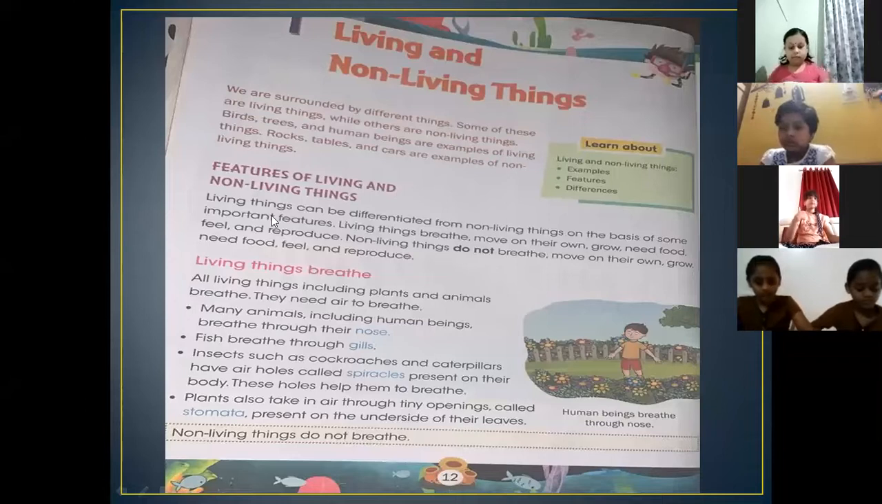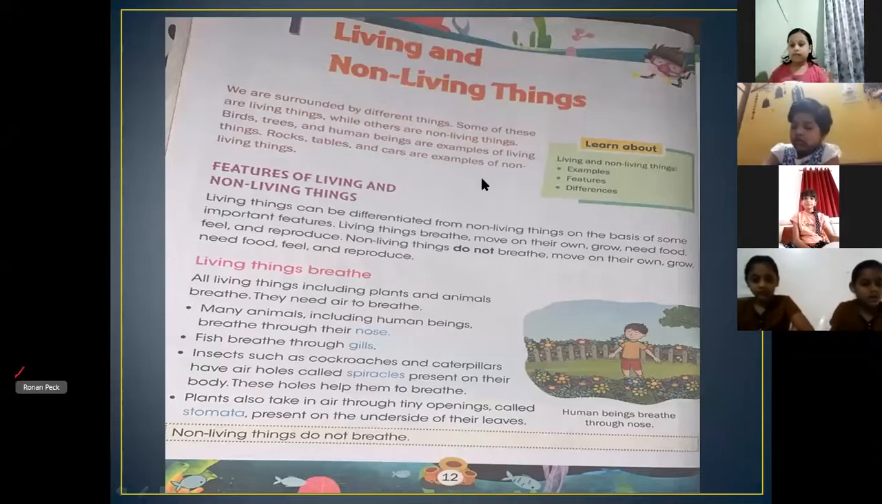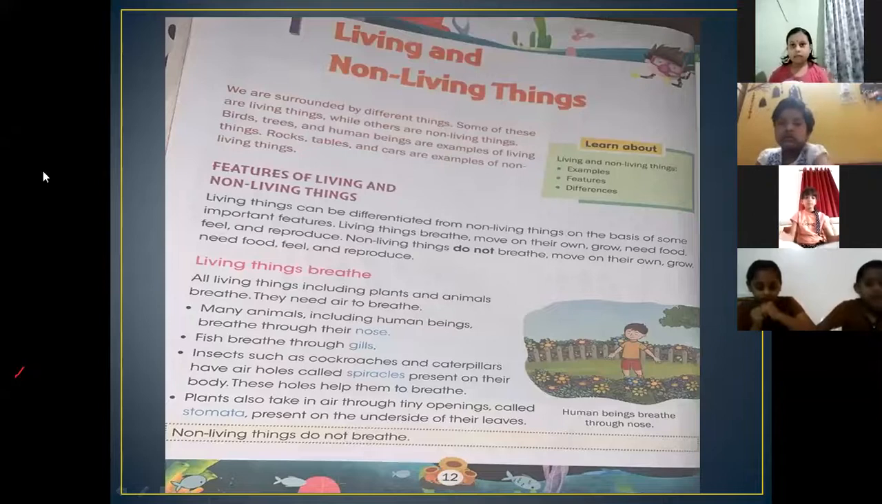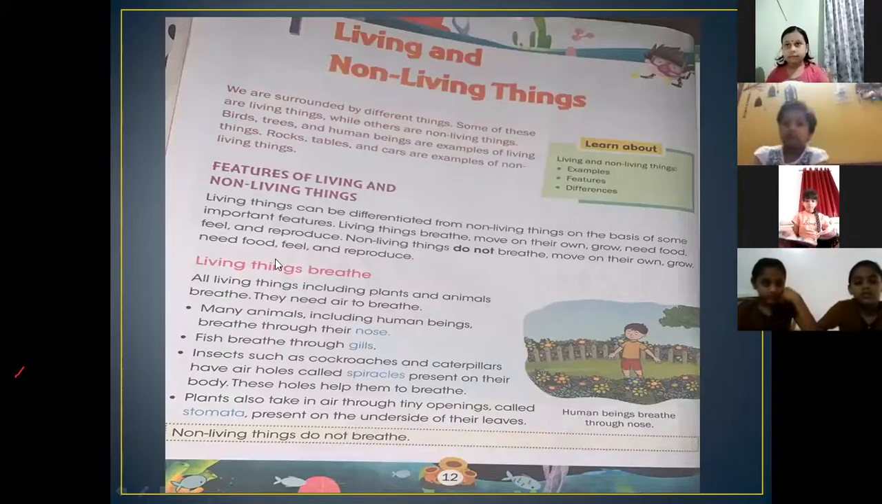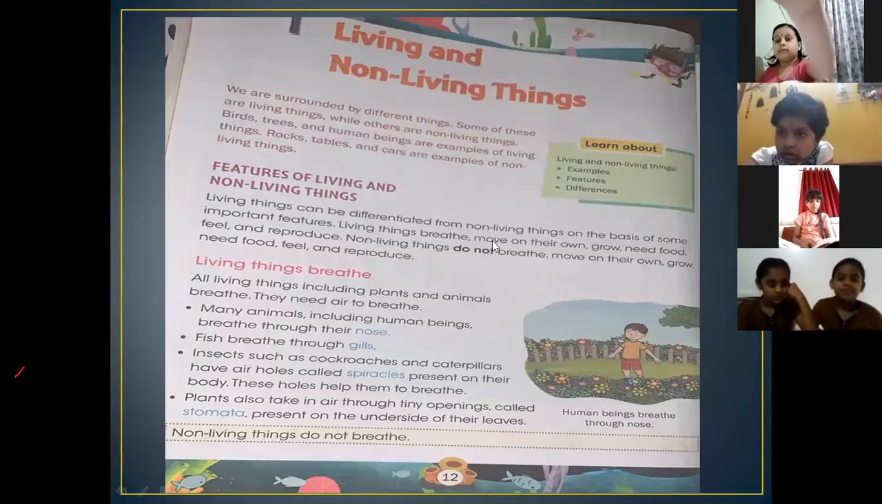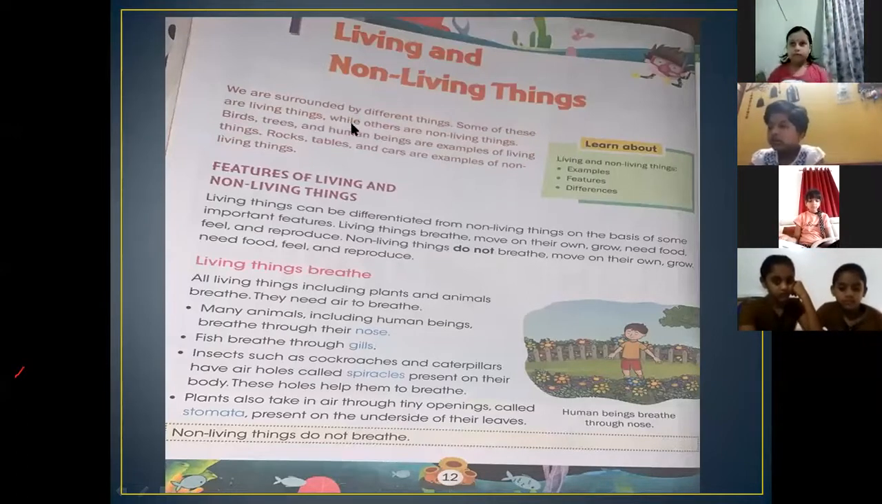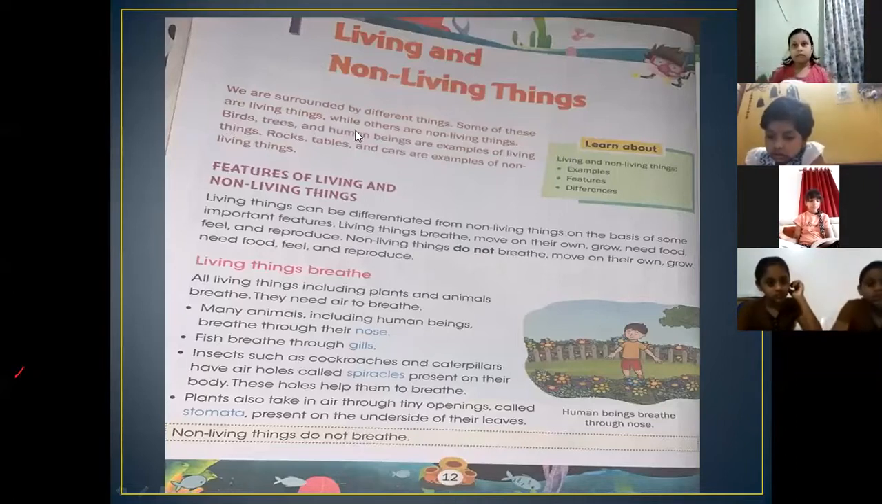Okay, let's read living and non-living things. So that is our lesson that we are going to study for another few days. We are surrounded by different things. Some of these are living things while others are non-living things. Birds, trees, and human beings are examples of living things. Rocks, tables, and cars are examples of non-living things. So what are the features? We learned about one feature, isn't it?